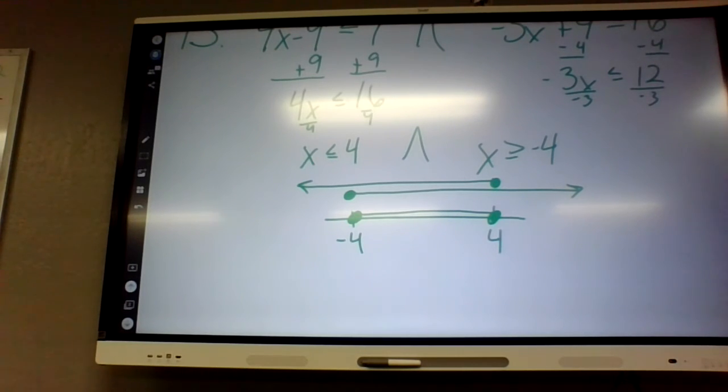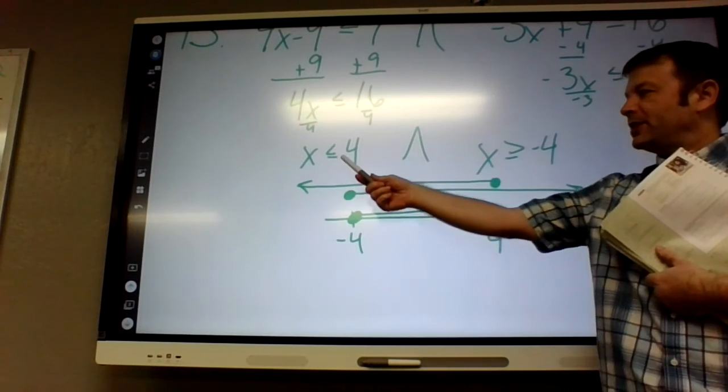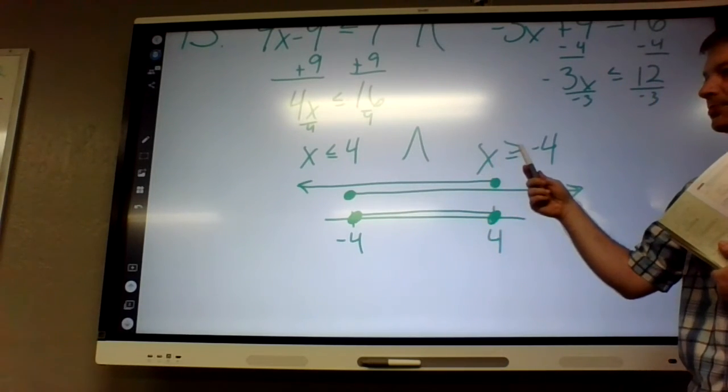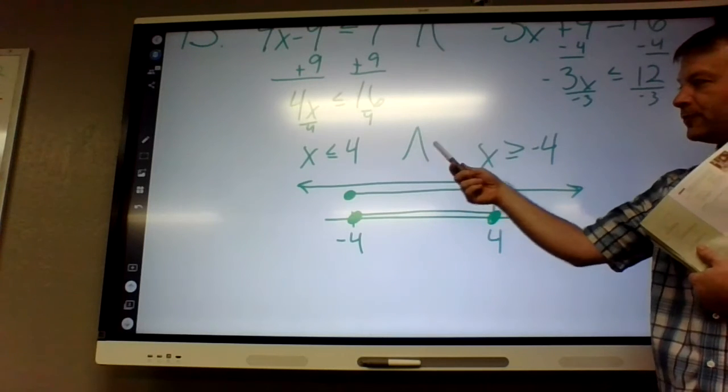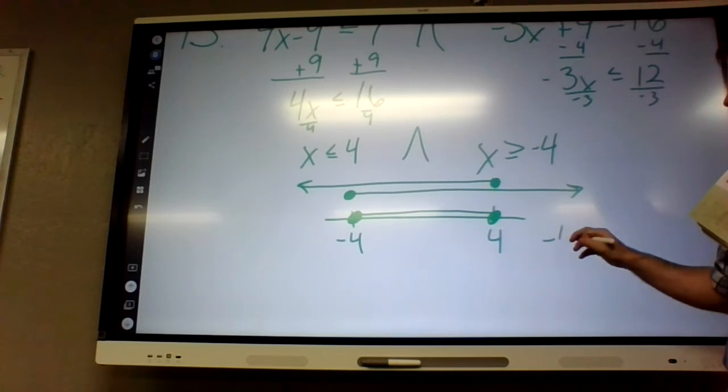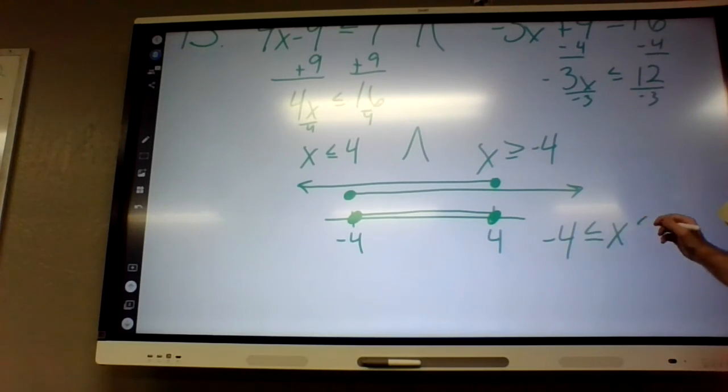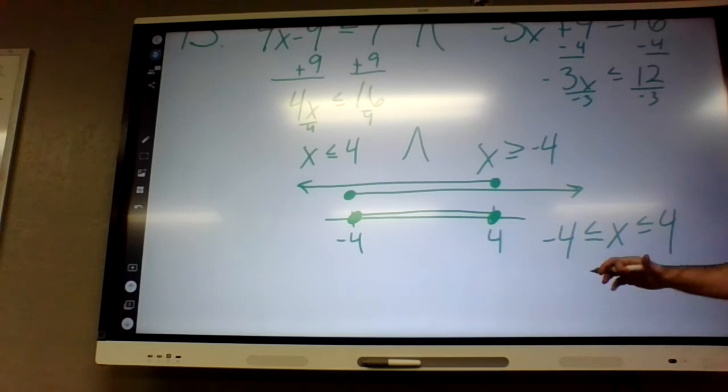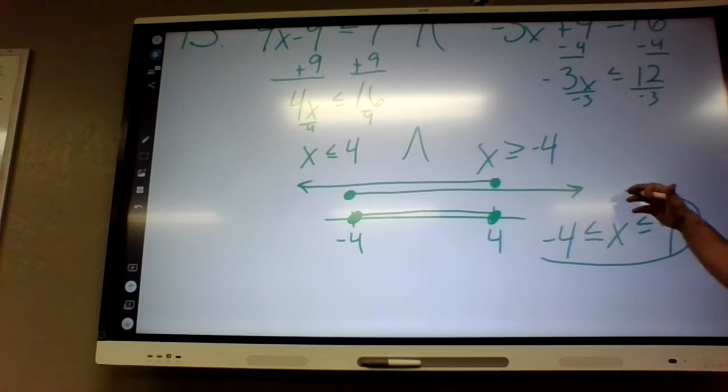We can simplify this statement up here, x is less than or equal to 4 and greater than or equal to -4. You can swap that to just one little inequality. It could be written like this also. I'm not gonna grade on that, but it's a little simpler way to write it.